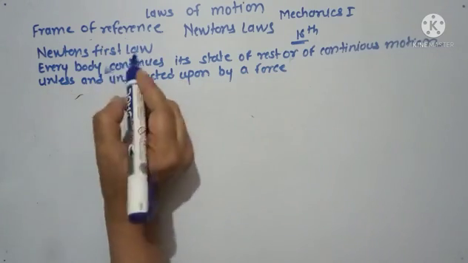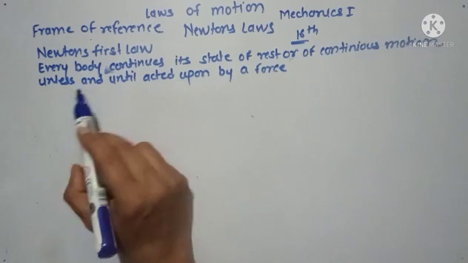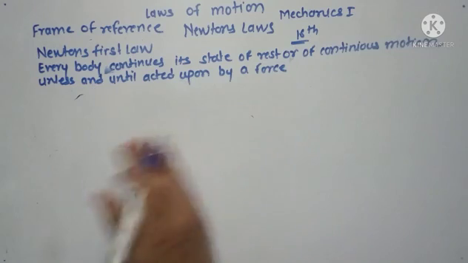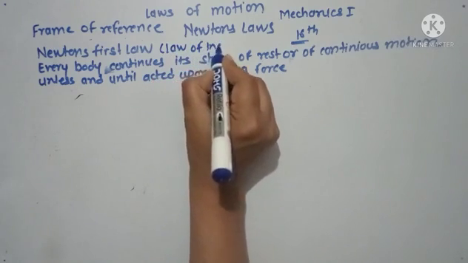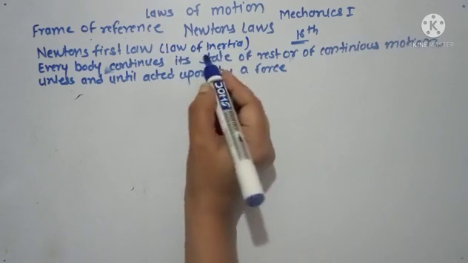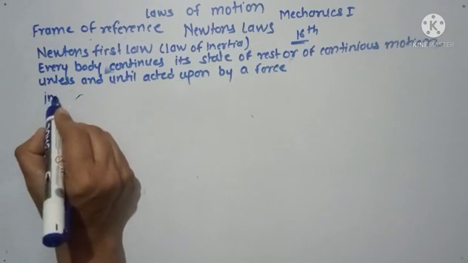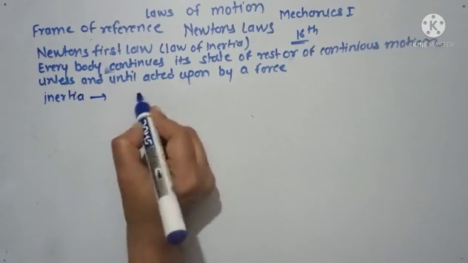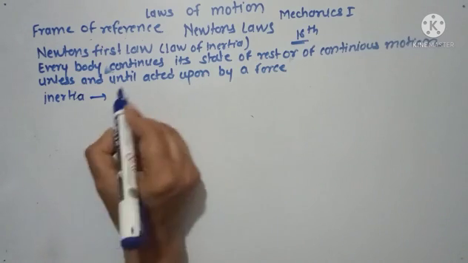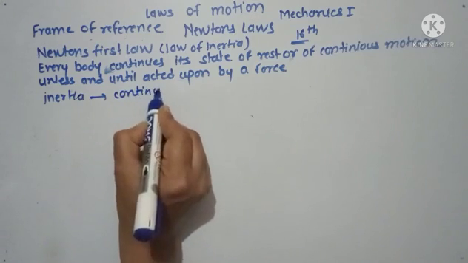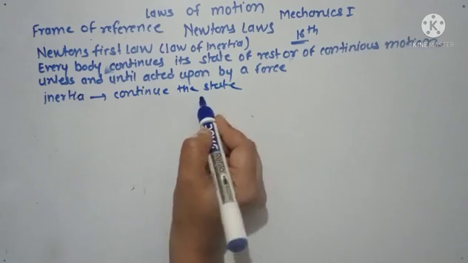So what Newton said is that every body continues its state of rest or of continuous motion unless and until it is acted upon by a force. This is called the law of inertia. The tendency of the body to remain in its state, whether of rest or of continuous motion, to continue the state, is nothing but inertia.